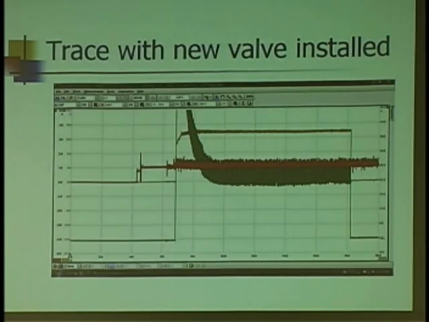This is with a new valve installed. Made an improvement, it was better. But would you call this fixed? No, because we had wide open flow earlier, right? It went off the scale. So now it's time to pull the manifold. That's all that's left.